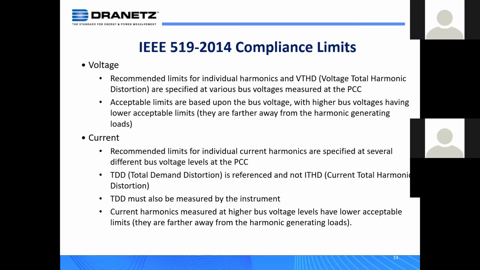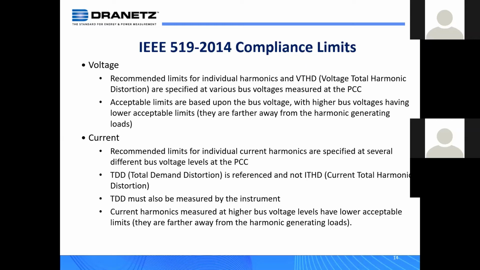Current, very similar sort of approach. The recommended limits for individual current harmonics are specified at those same various bus voltages, with that same concept in mind. Okay, the higher bus voltages have lower acceptable harmonic current limits. Except what's one change in 519/2014 is that TDD, total demand distortion, is referenced for harmonics, not current total harmonic distortion. And to just simply refer to it as TDD, it needs to also be measured by the instrument, but it's the harmonic content based upon the capacity of the system.